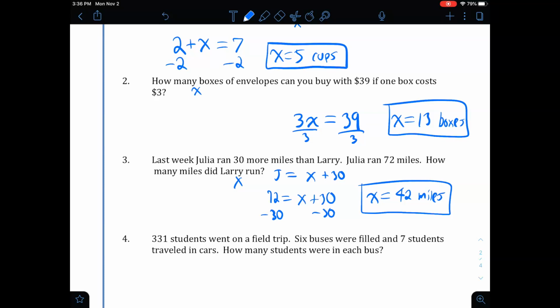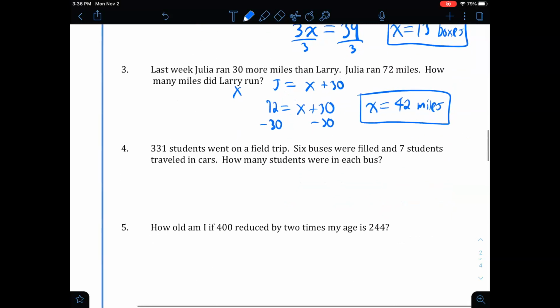All right, 2 more examples for these word problems, and we're going to get into some other stuff. So let's go ahead and keep going. 331 students went on a field trip. 6 buses were filled, and 7 students traveled in cars. How many students were in each bus?